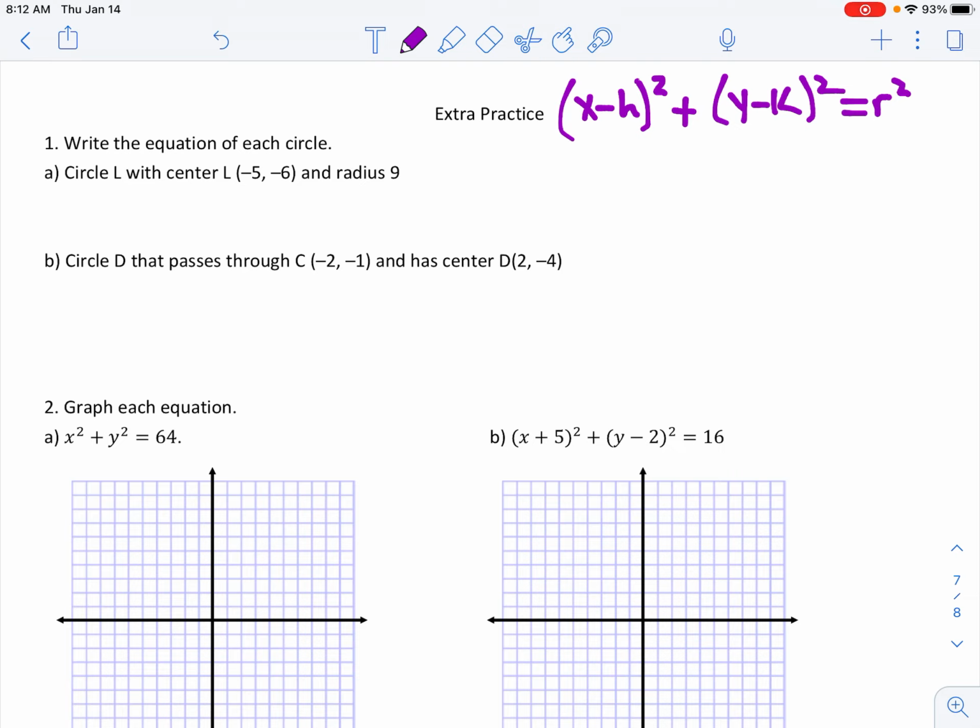All right, remember, here we go. 1a, write the equation of a circle. So I'm going to try to write the equation so that it looks like my formula. Remember, we need two things. We need a center and a radius, and they gave us both of those, so we are ready to go.